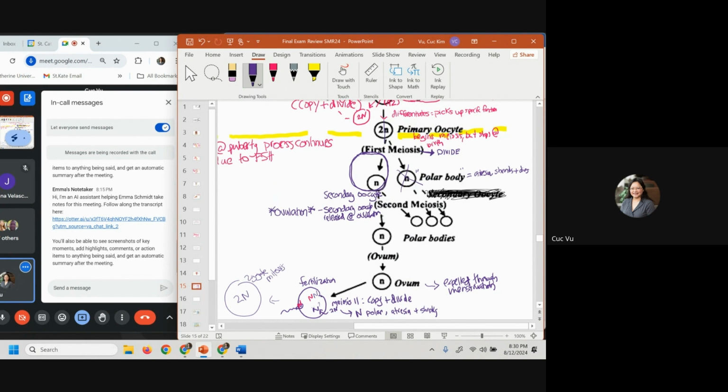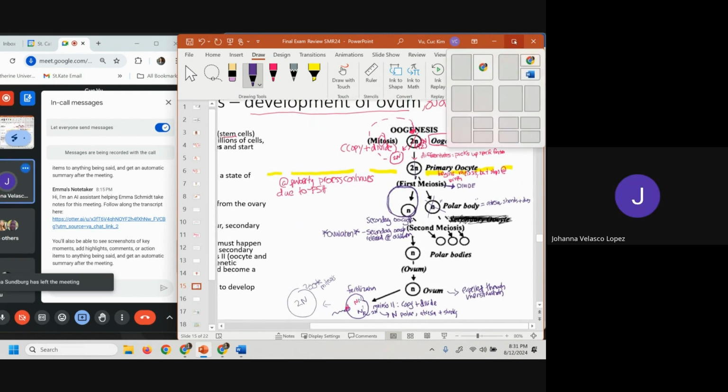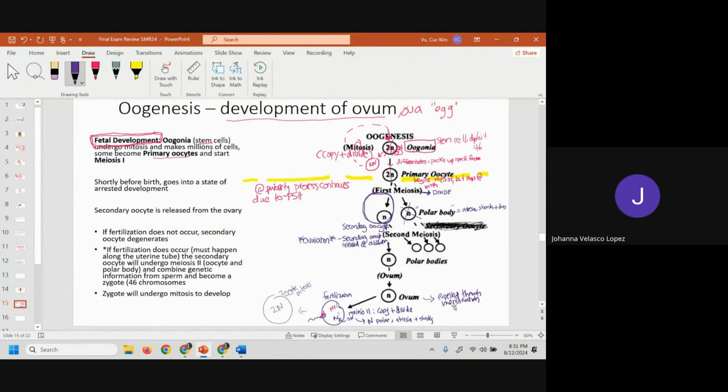Questions? So when you say that we have to go through meiosis 2, and then we copy and divide the gametes, and then we finish meiosis 2, we end up with the sperm having one N and the egg having one N, which becomes 2N? Yep. And that's what a zygote is. It combines the chromosomes from the mom and the chromosomes from the dad.